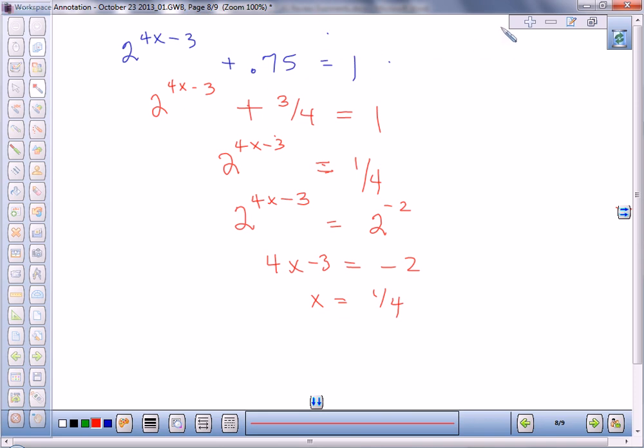Because what if I gave you a problem like this? 2 to the 5x minus 1 is equal to 3. Can you write them with the same base? No. So there is another method. We're not doing it this year, but there is another method. And to solve this, we would use something called logarithms. And I can't wait to teach all that, but I have to wait until next year.